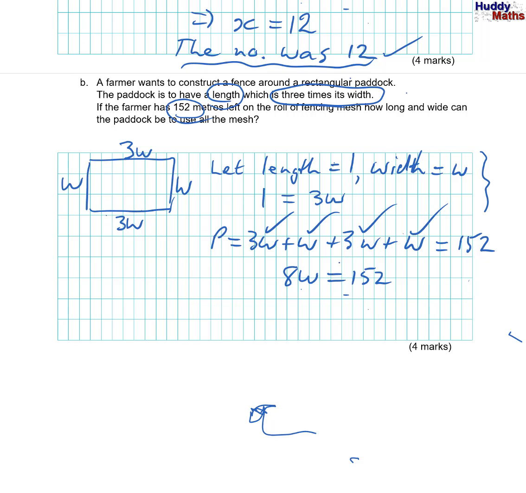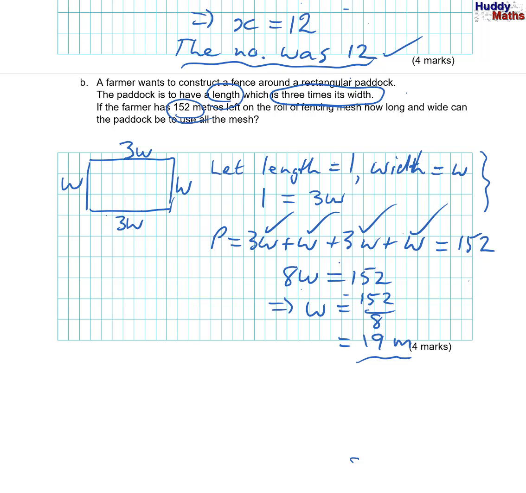We'll put in the 1 there. Okay, so now if you want to find W, that implies that W is 152 divided by 8. And if you do that, it comes to 19 metres. So the width of this paddock is 19 metres. And we've now got to state our answer.